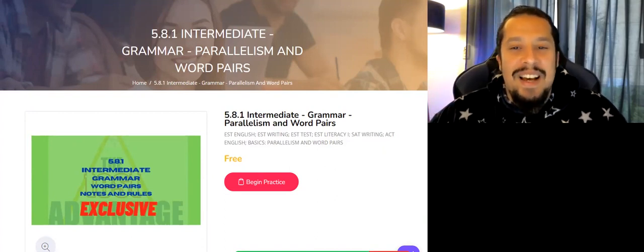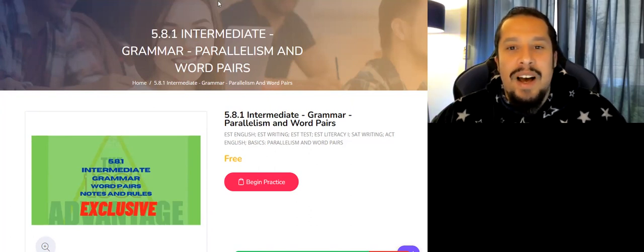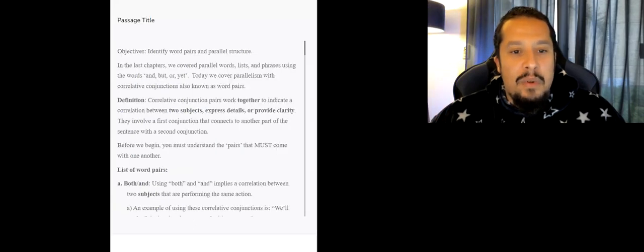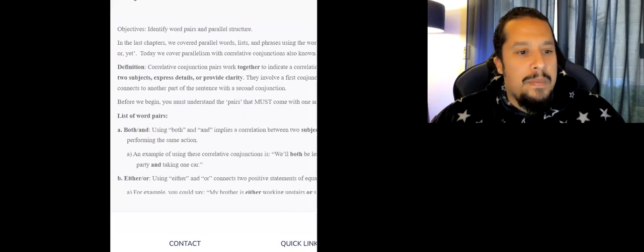Today, هنركز على parallelism and word pairs. اتفرجوا على الفيديو بعد كده نخش على practice and apply the skills. Let's begin. النوتس طبعا موجودين under the basics tab.